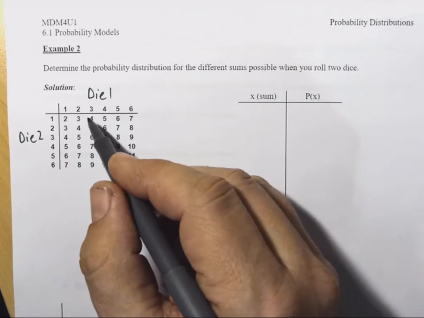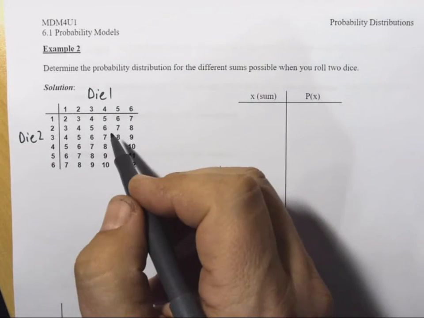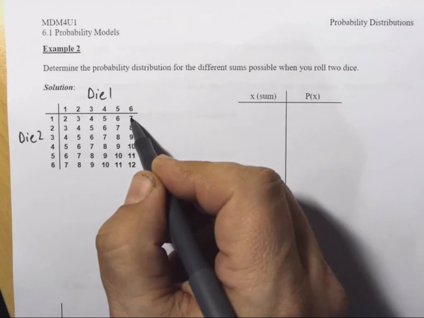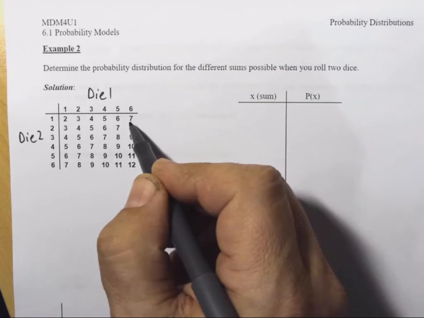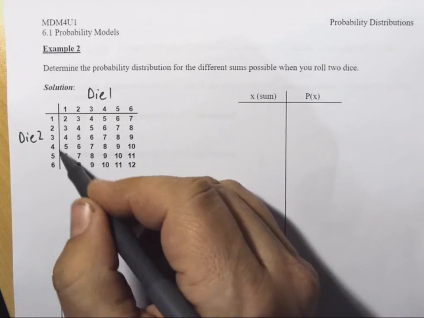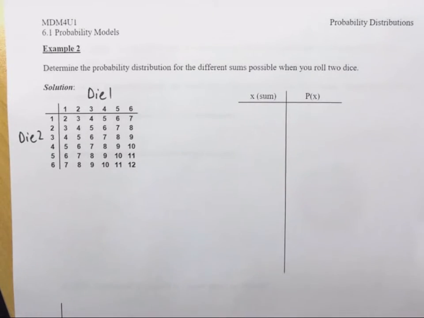We talked a lot about the different probabilities that could occur. For example, what's the probability of rolling a sum of 7? Well, there are 1, 2, 3, 4, 5, 6 sums that equal 7 out of a possible 36 sums. So the probability of that would be 6 in 36.